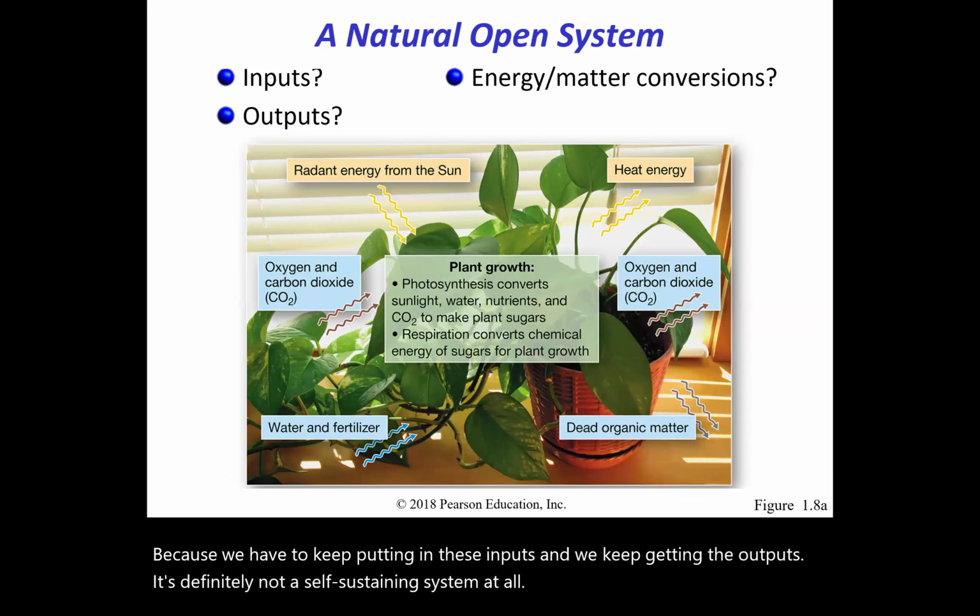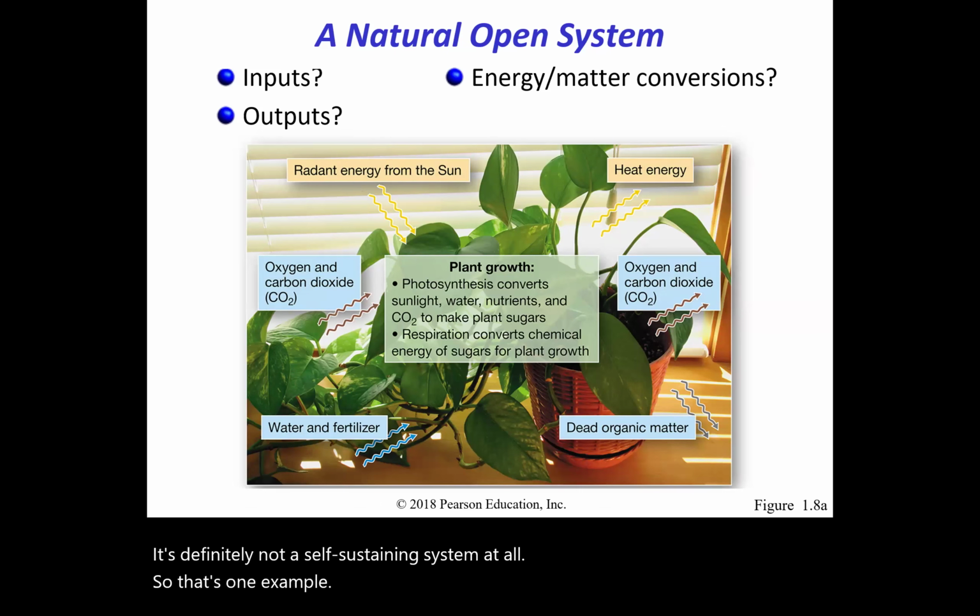So that's one example. A natural example of an open system is plants. Plants are open systems. I have questions here. What make up the inputs for this plant? What is it taking in? What are some of the conversions that are happening? And then what are the outputs?